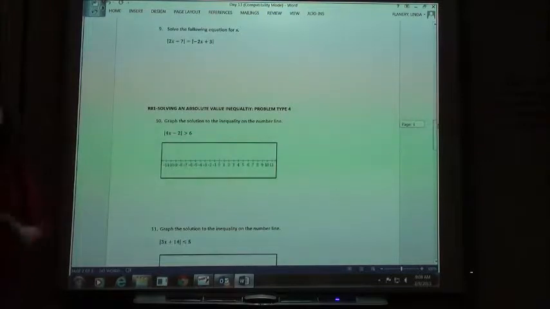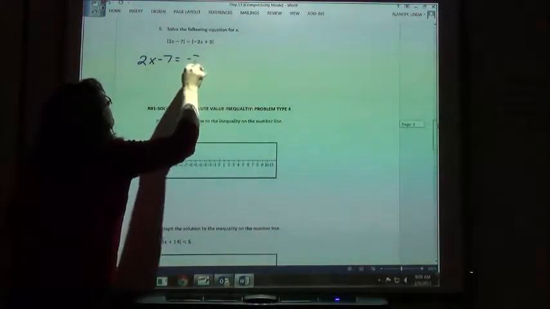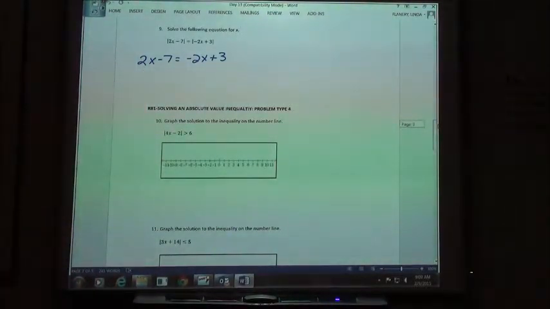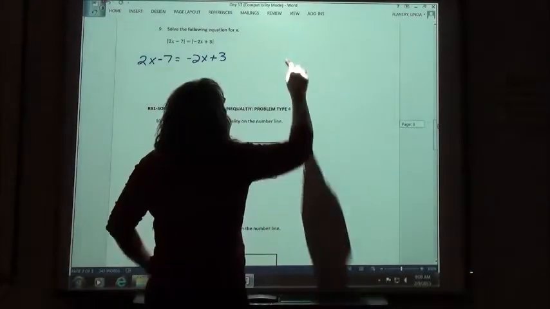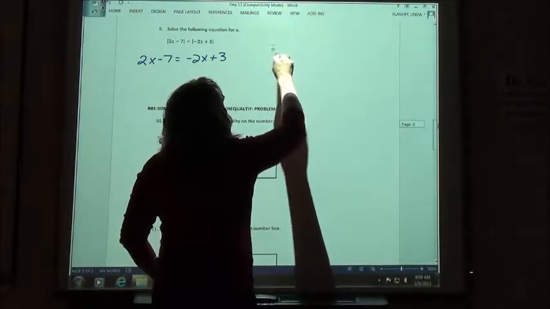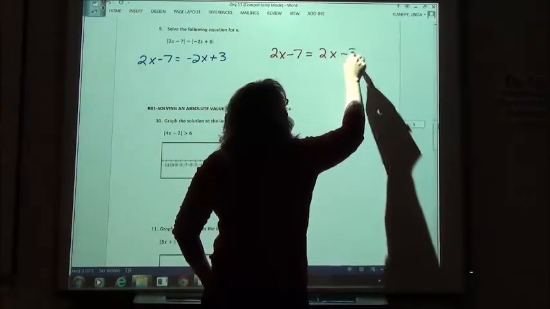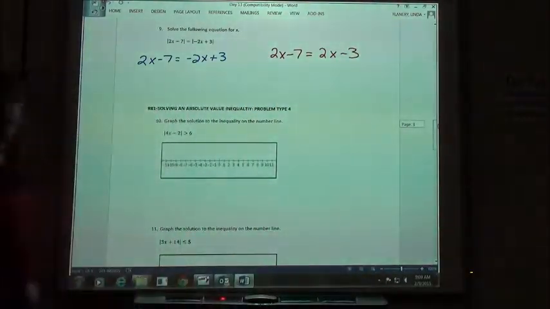So on our first case, what should our equation say? 2x minus 7 equals 2x, negative 2x plus 3. So we left everything exactly the same, just got rid of the absolute values. The second problem's going to be 2x minus 7 equals 2x minus 3. Exactly. So she left the left side alone, did the opposite of the right side.